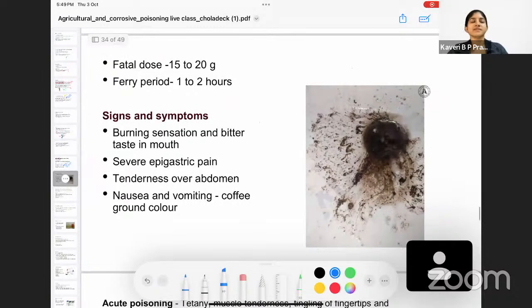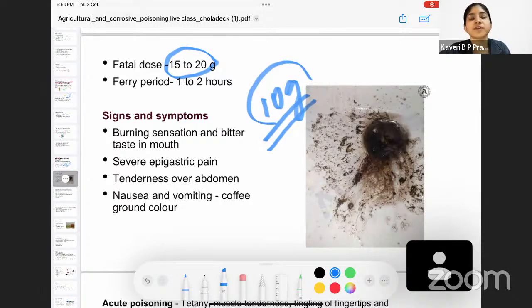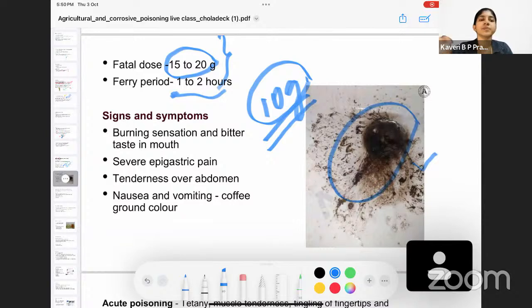Now coming to the fatal dose in oxalic acid poisoning. It is around 15 to 20 gram. This 15 to 20 gram is also universal for most of the acids. Remember, as little as 10 gram is enough to cause damage. So for any acid, if you do not exactly remember how much it is, you write around 10 grams, because that is the basic amount required to cause damage. And the fatal period is around 1 to 2 hours. Coming to signs and symptoms, as you can see in the picture here, this is how coffee colored vomit looks. What is a coffee ground vomit?